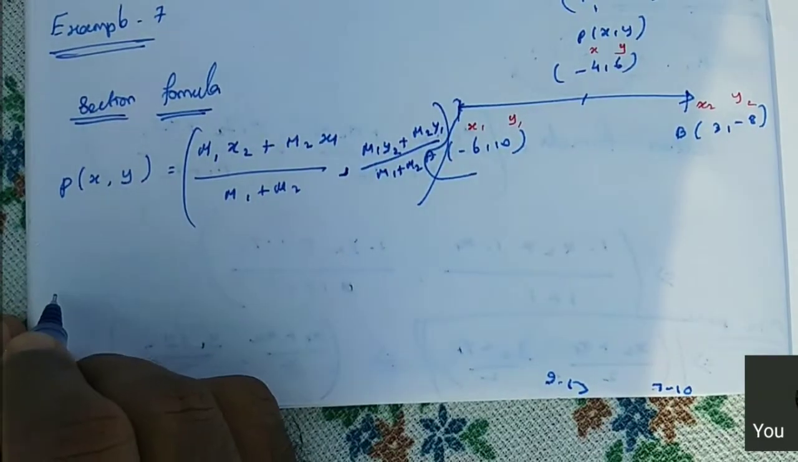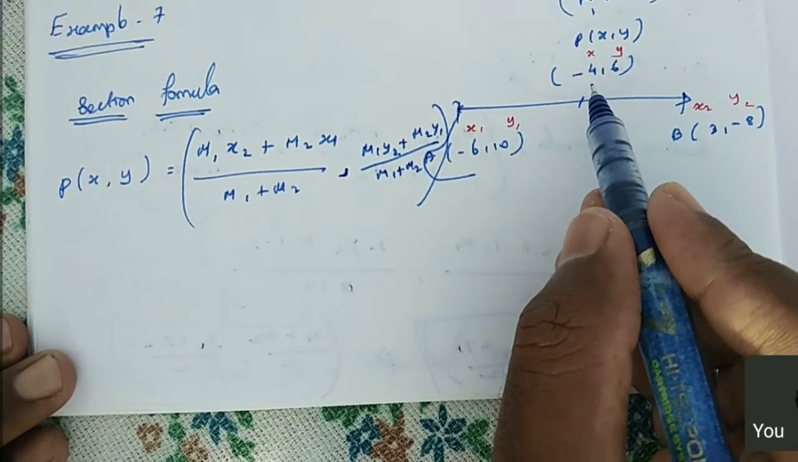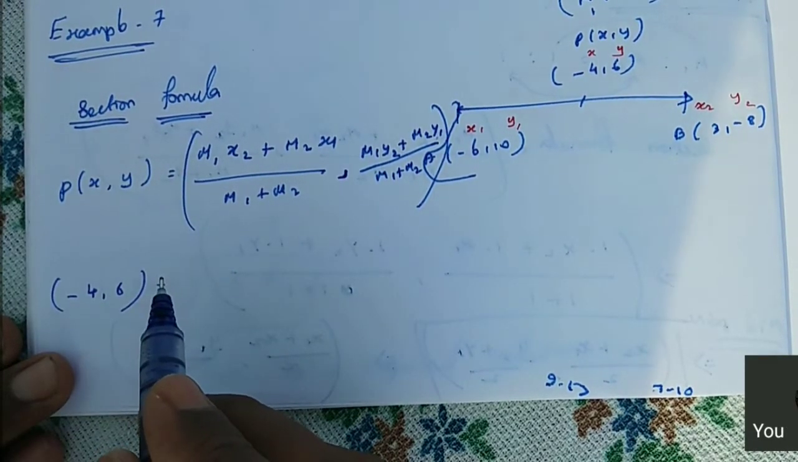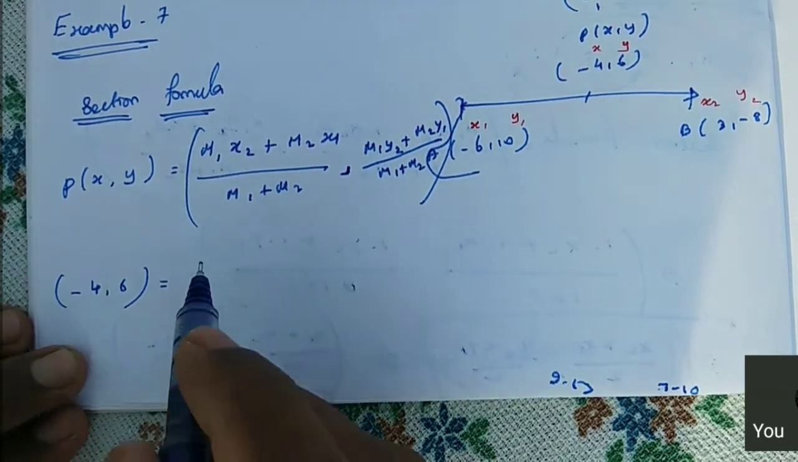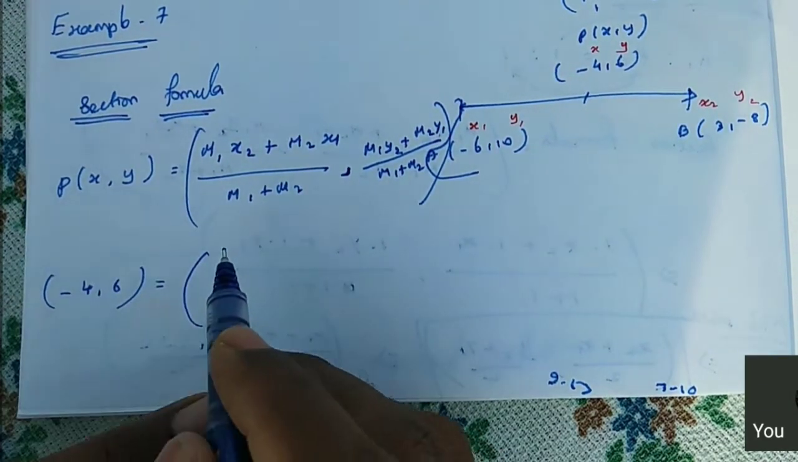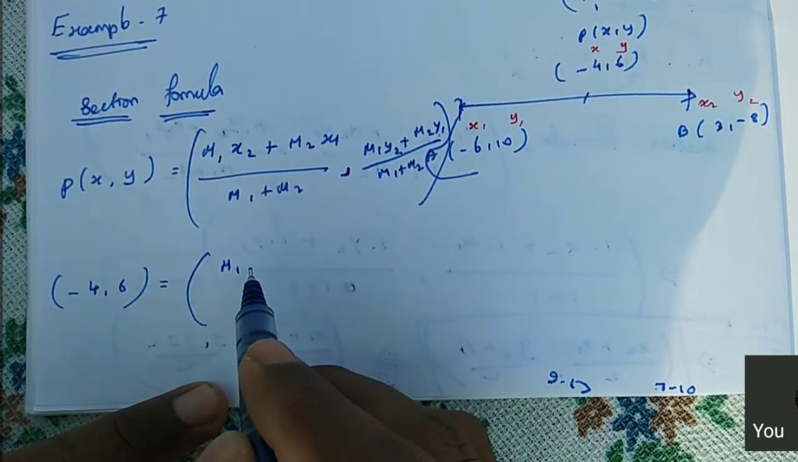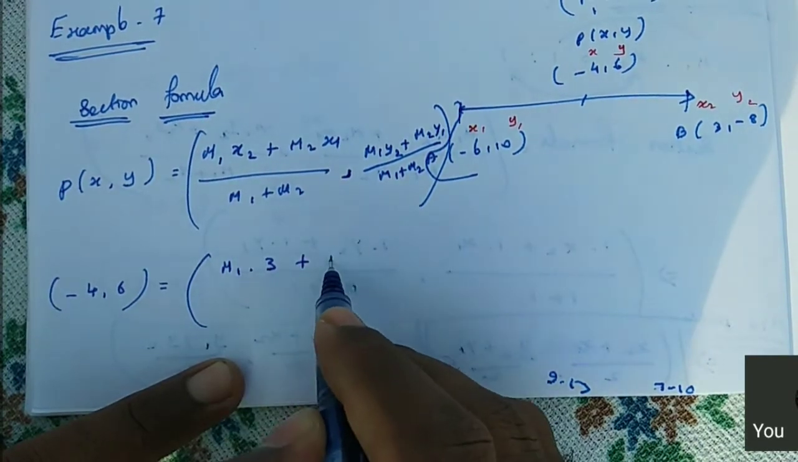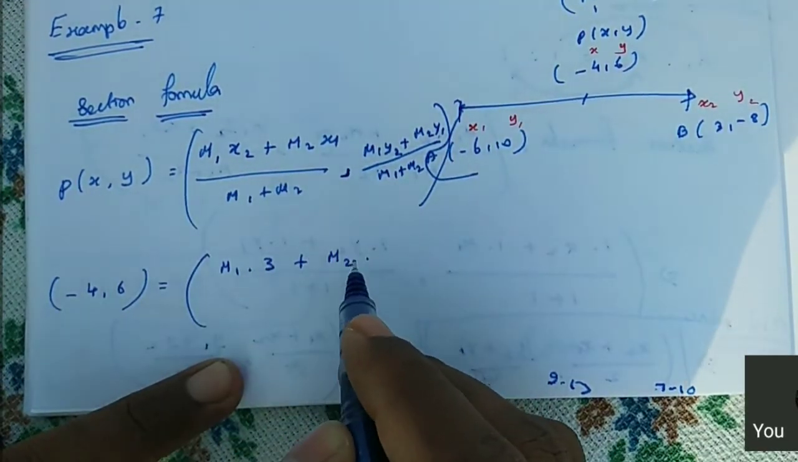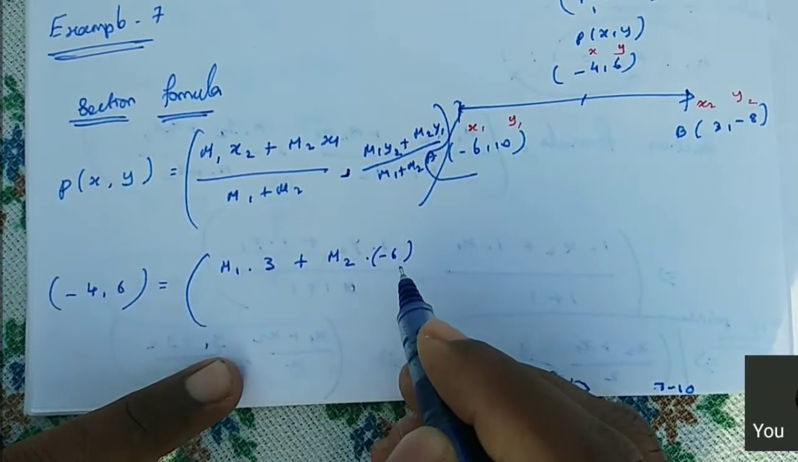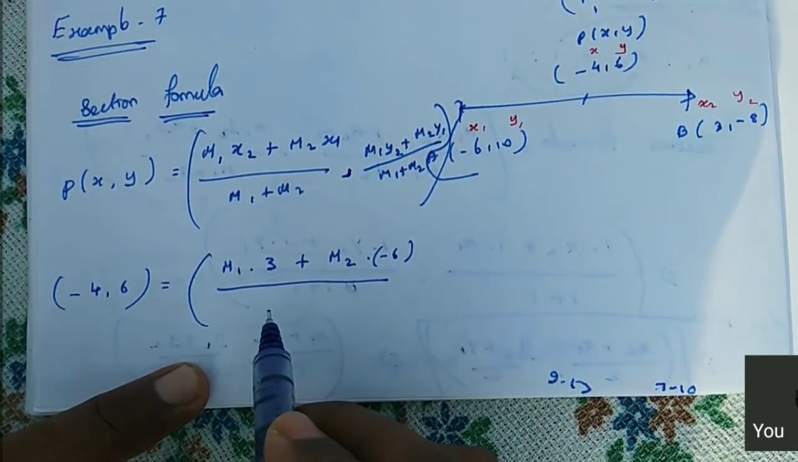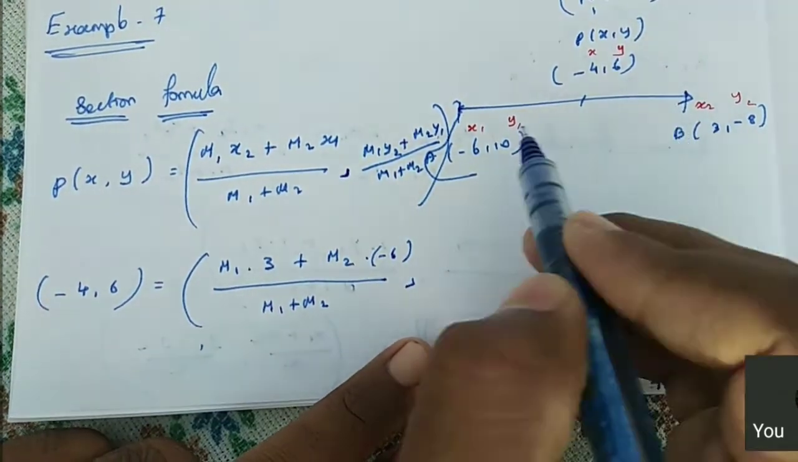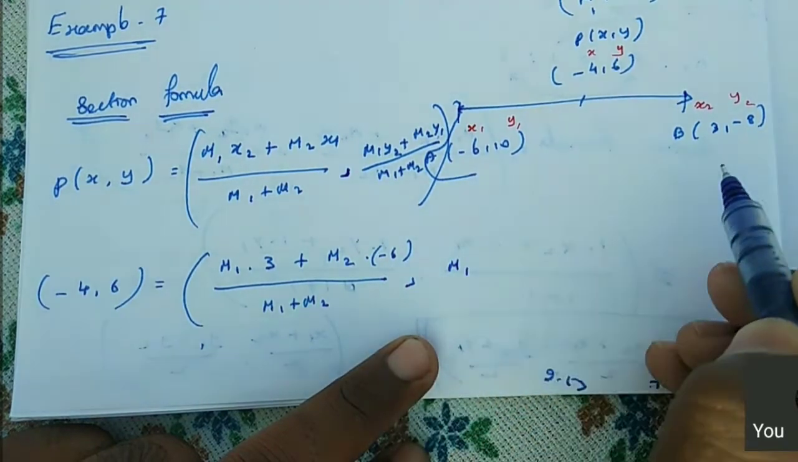Now, P of x comma y, what is the point here? They have given minus 4 comma 6, which is equal to the formula. Then in the bracket, m1 we don't know, so we just keep m1 times the x2 value, which is 3, plus m2 times the x1 value, minus 6, divided by m1 plus m2, comma, next m1 y2, what is the y2 here?